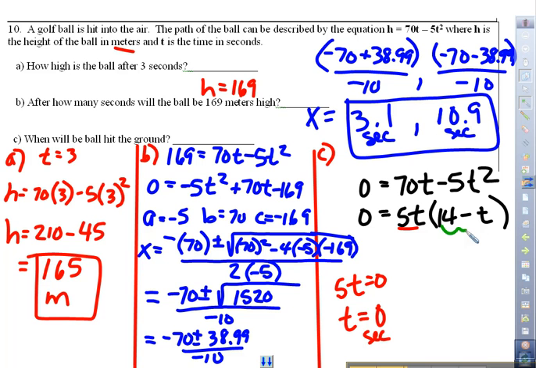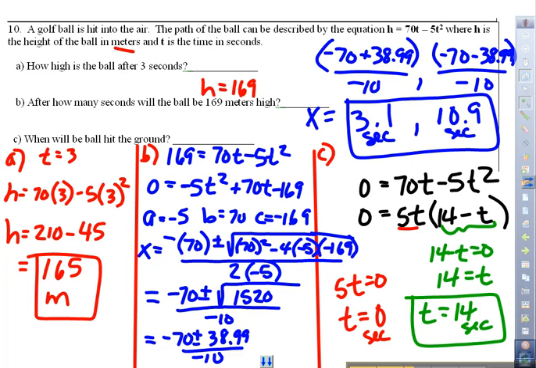This factor here can be 0. So the 14 minus t can be 0. If I add t to both sides, I get 14 equals t. So the ball hits the ground in 14 seconds. There's your answer for part C. Hope that's in the answer bank. Is it in the answer bank?